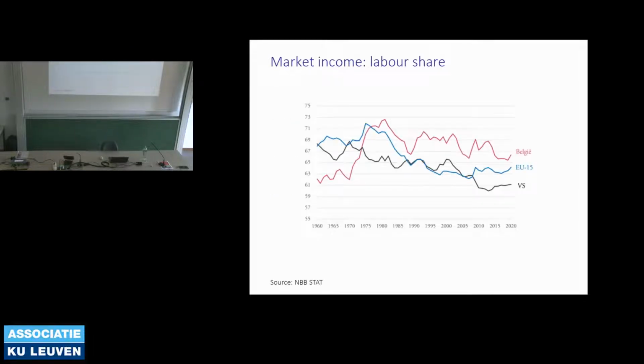What we do know, however, is in a graph made by André based on data from the national accounts, from the National Bank. This is the labor share: in total income, how much goes to the reward of labor rather than the reward for capital. You see the trend for the US, the black line, which is basically a steady decline of the labor share. The blue line, EU 15, is quite similar, whereas for Belgium we see a rather different trend.